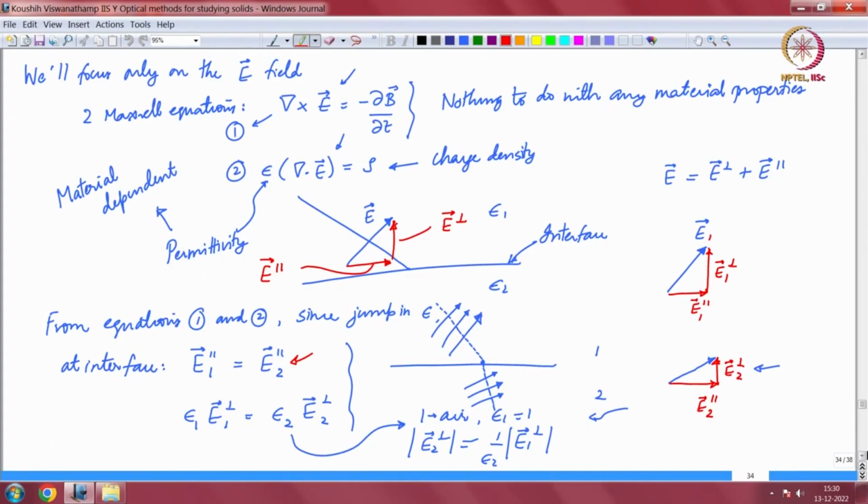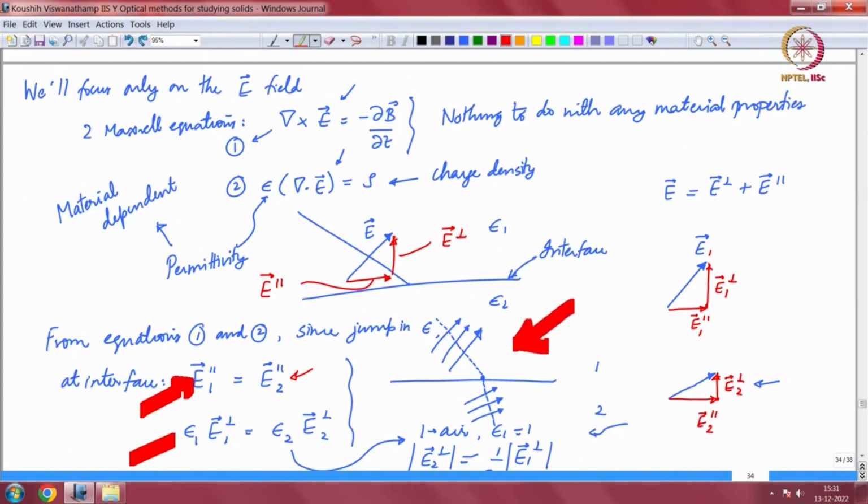Based on this we did some simple calculations and found that at the interface you have two conditions. The component of the electric field parallel to the interface remains unchanged, and the component of the field that is perpendicular is altered in the ratio of epsilon, the permittivity, which is also related to the refractive index. Consequently the direction of the arrow changes, as you see in this figure, and this is really the origin of the bending of light as you go past an interface.